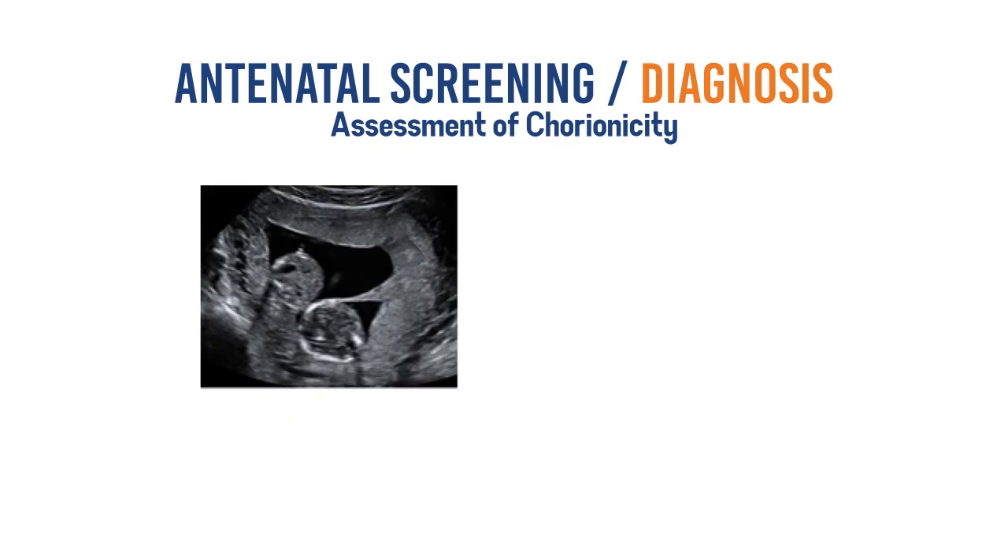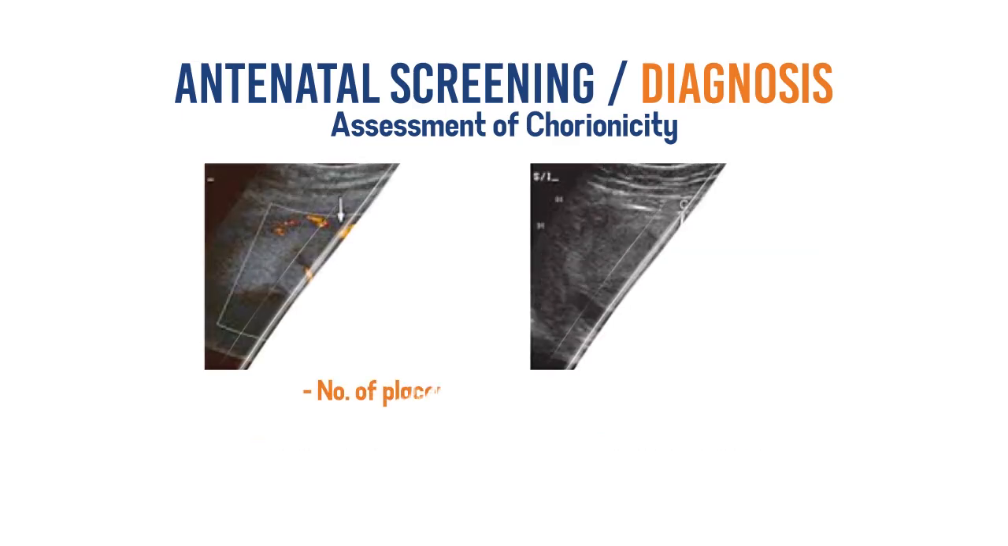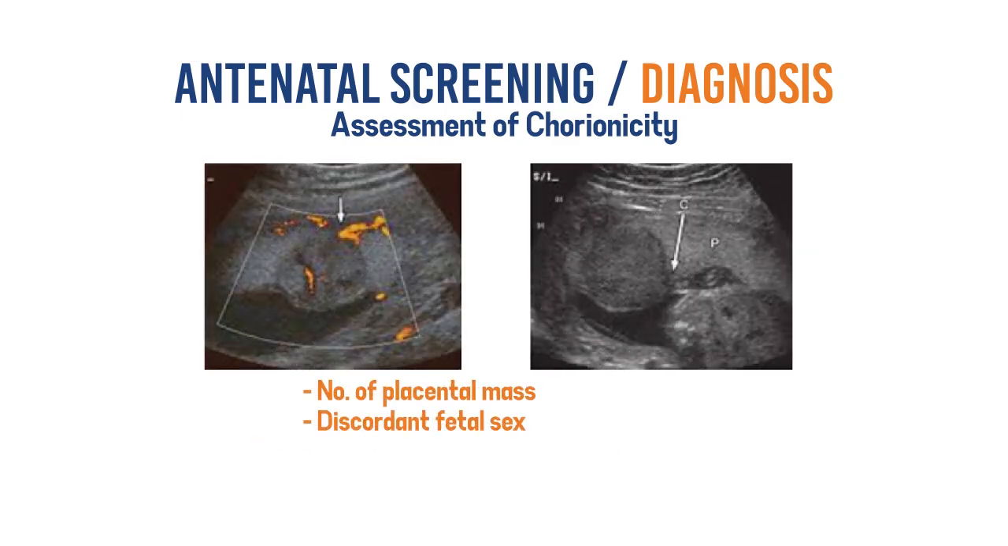Assessment of chorionicity can be performed using the lambda sign. The V-shaped extension of placental tissue into the base of the intertwin membrane is referred to as the lambda, and this determines dichorionicity. A T-shaped extension of the intertwin membrane or the absence of the lambda determines monochorionicity. The number of placental masses, discordant fetal sex, and membrane thickness are also used to determine chorionicity.